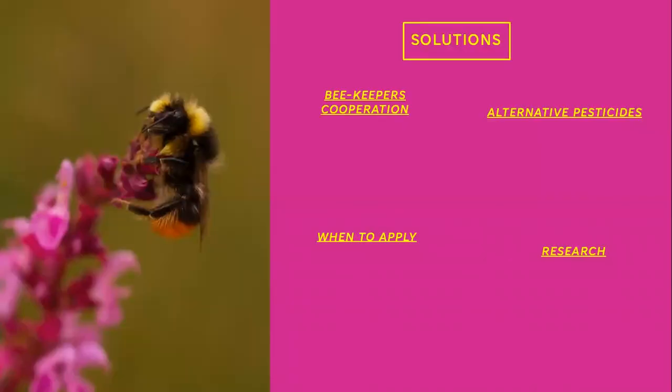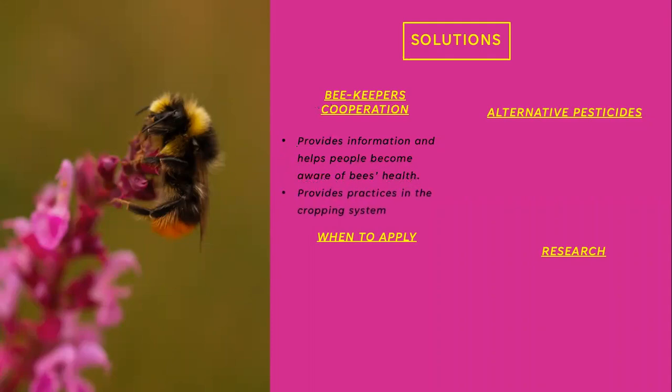Now we have some solutions a person could use. Well, first, we could start a beekeepers cooperation. And within this cooperation, it could provide information and help people become aware of bees' health. Also, they could provide practices in the cropping system. And within these practices, they could suggest alternative pesticides.